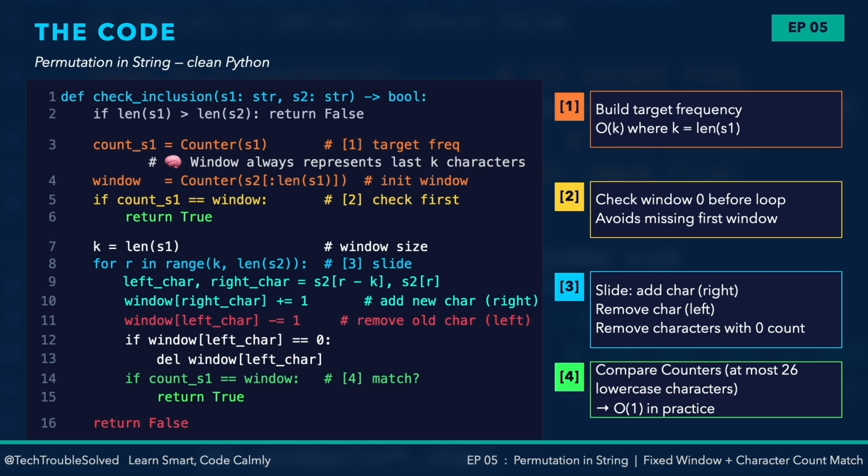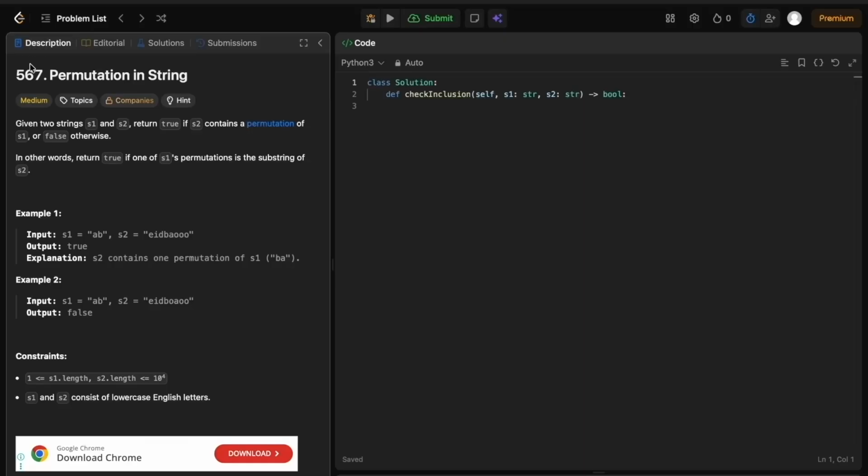I could just say it works and move on, but I always feel better when I actually see it run. So let me jump over to LeetCode right now. We will type this exact solution, run the test cases, and we'll check some edge cases. LeetCode 567 Permutation in String.